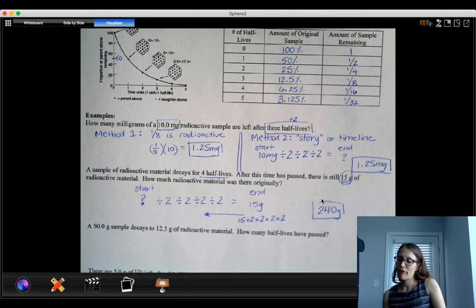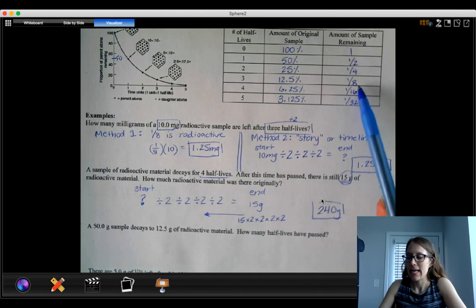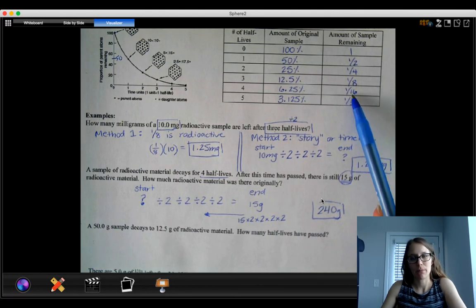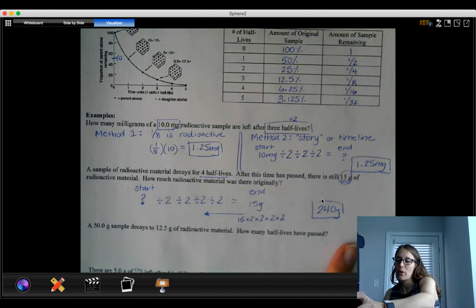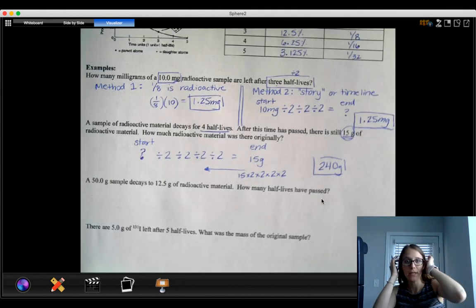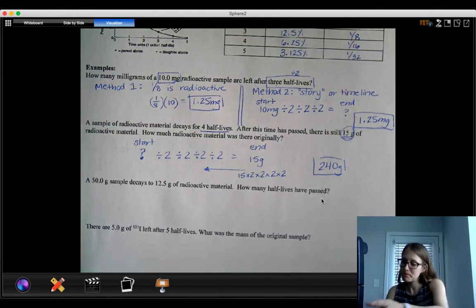You just have to be careful. In the first problem, we multiplied by 1/8, but if we're moving backwards in time, instead of multiplying by the fraction, we would just multiply by the bottom part. So that's where you have to be careful about which method you're using. Just remember that at the beginning you had more that was radioactive, and it decays, or reduces, over time.